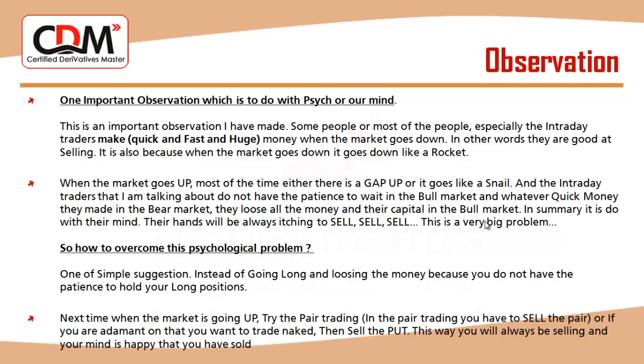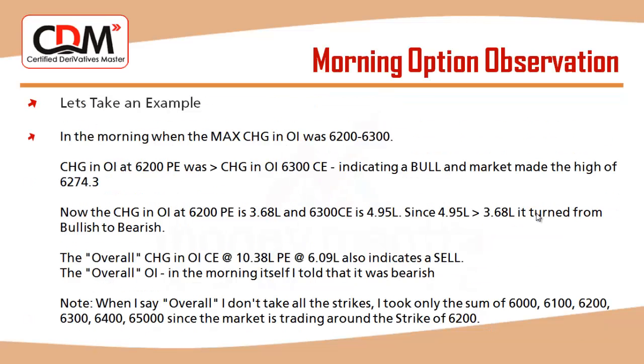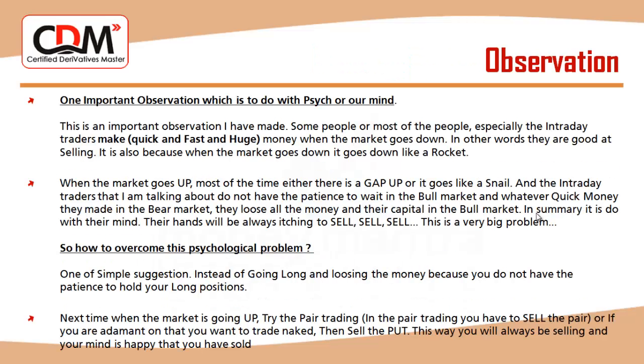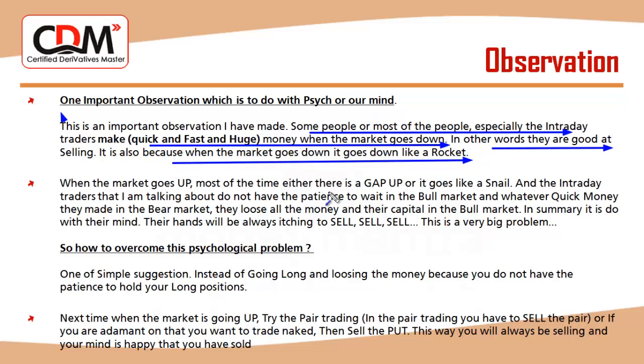Now generally what happens, what is the mindset of a retail trader? We are just going into the psyche of a retail trader. This is my personal observation, and it might be different for people who have been in the market for quite some period. Most people, especially intraday traders, make quick and huge money when the market goes down, because they are good at selling. When the market goes down, it goes down like a rocket, and when the market goes up, most of the time either there is a gap up or it goes at a snail's pace.